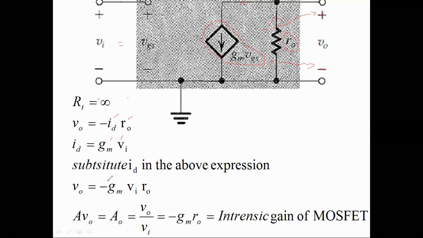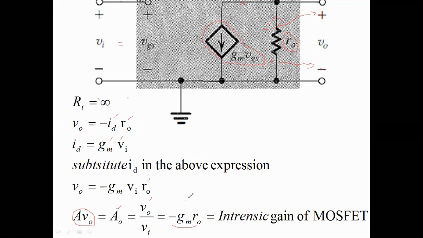So V0 equals minus Gm into Vi into R0, so that AV0, the voltage gain of the common source amplifier with current source load, A0 equals V0 by Vi, which equals minus Gm into R0. This minus indicates there is a 180-degree phase shift between the output and input signal. Gm R0 is the intrinsic gain of the MOSFET.